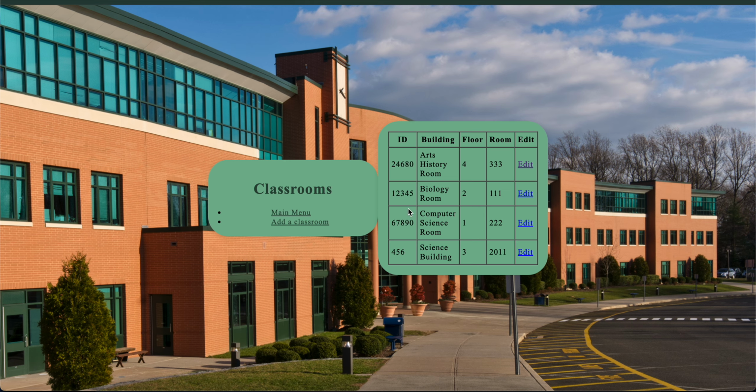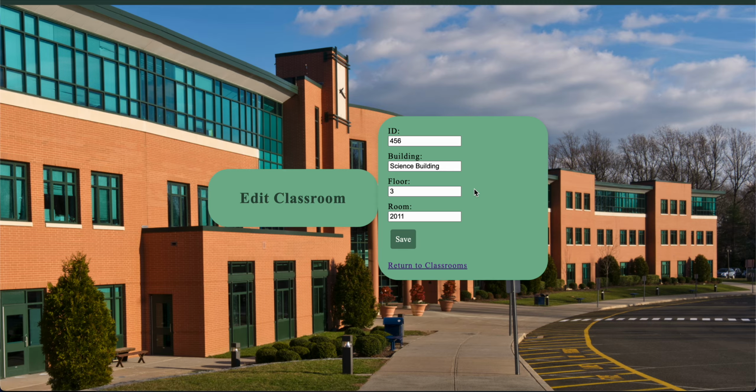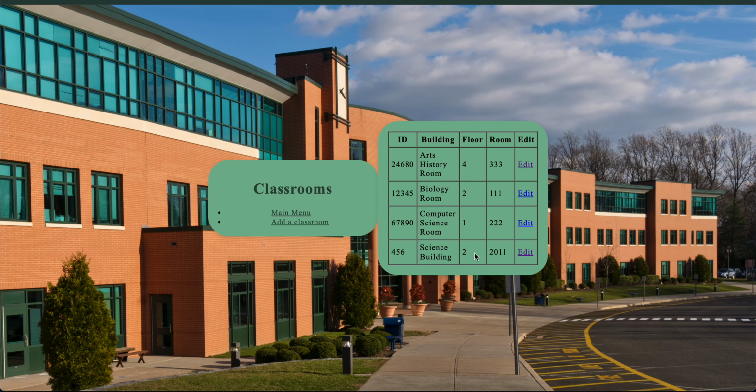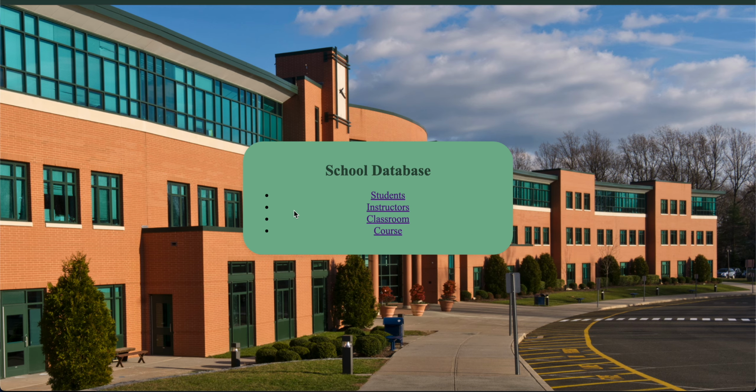And it will go here. Where did it go? Here it goes. At the very bottom. Let's say I want to edit it, the science building, and let's say the classroom changes to the 2nd floor. We can save it and return to classroom, and it'll update over here. Let's go back to the main menu.